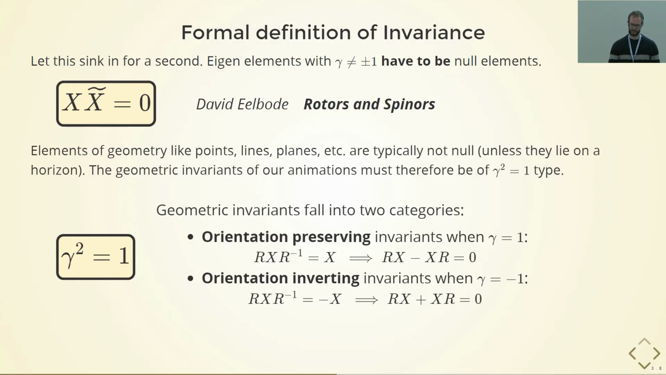If gamma is equal to plus 1, then if you work it out, that's equivalent to saying that the element x should commute with R. Those are called orientation preserving, right? The side of the plane, if it has some hair on it, keeps pointing the same way. But you can also have orientation inverting. That happens when gamma is negative 1. And then you find that that is equivalent to saying that x should anti-commute with the transformation R.